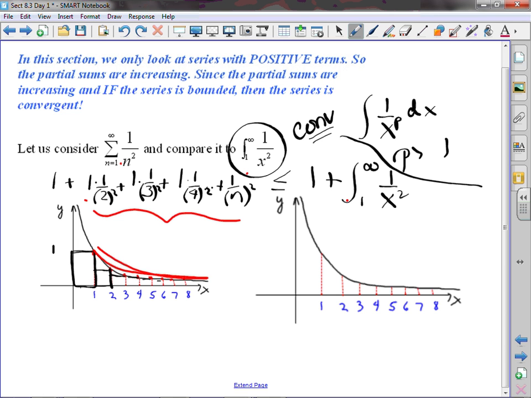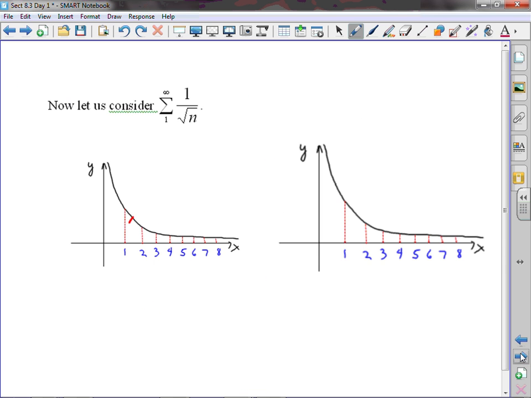That's the integral test. And you might say, well, why don't we just always use the integral test? Because not everything can be integrated. That was my question, too. Let's look at the next one. That was just a little extra ones there. Now, is this going to converge?